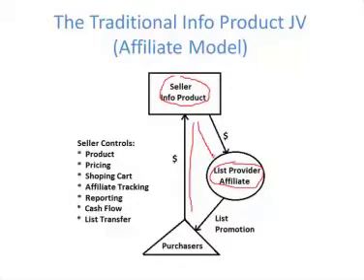Now, if you think through this structure a little bit and its ramifications, you'll see that there is a significant amount of control by the seller. The control of the product, the pricing, shopping cart, the affiliate tracking mechanism, reporting, cash flow, and list transfer, meaning that the purchasers are transferred to the seller's list.